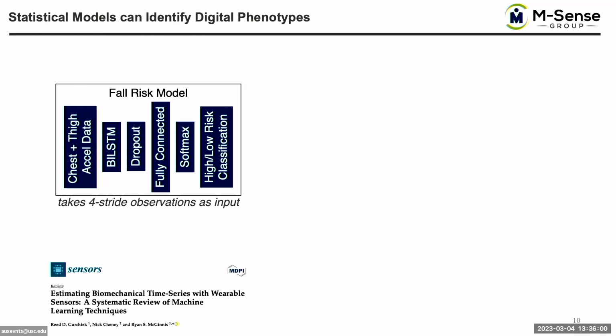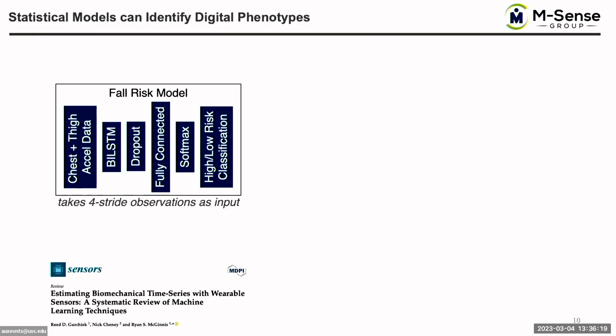So the first thing that you may think to do as you're trying to develop a phenotype for fall risk is just to throw machine learning at it, right? And that's what we did too. So we took data from an in-lab gait assessment. People were walking for 60 seconds. We trained a deep learning model that took 4 strides of data as input, just accelerometer data from your chest and your thigh.